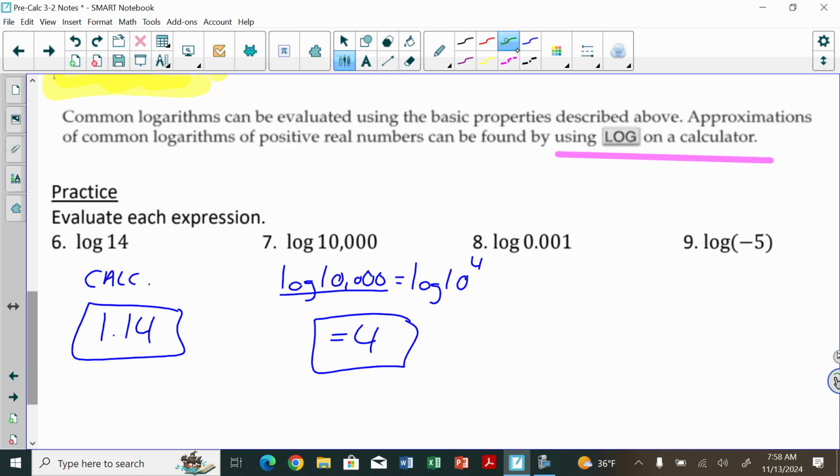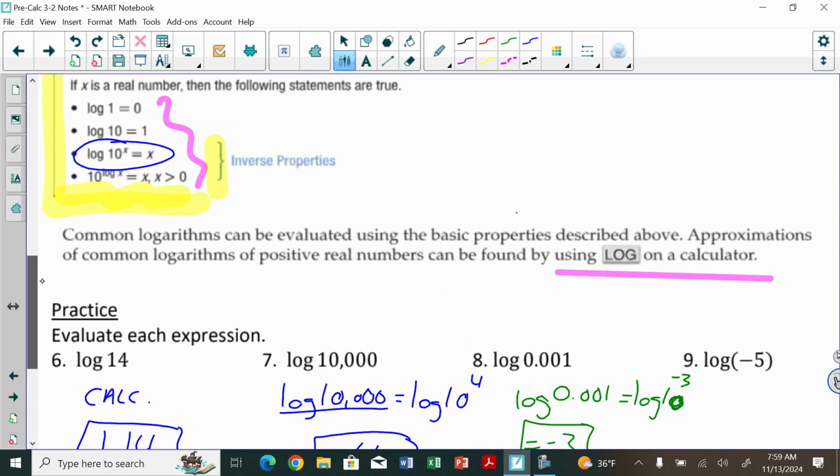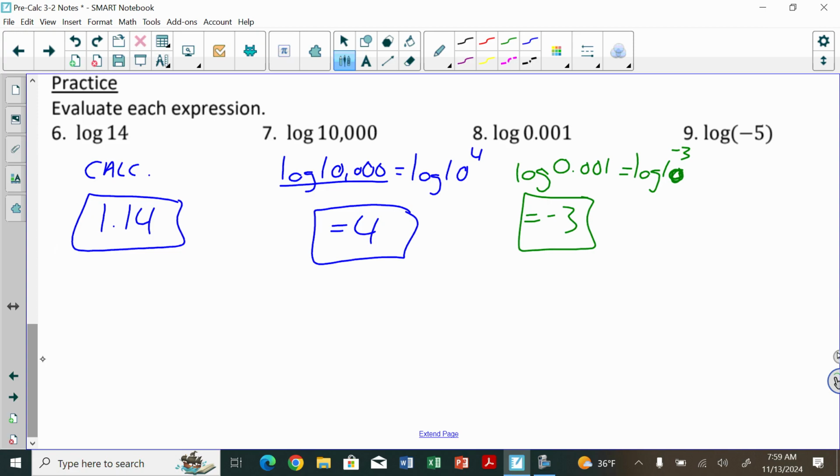Same thing here, right? We can use the same idea in this one, because we can rewrite log of 0.001 as log of 10 to the negative 3 power. Be ready to know your negative exponents are basically decimals and fractions. So now I know that this is going to be negative 3. Same property right here: log of 10 to the x equals x.